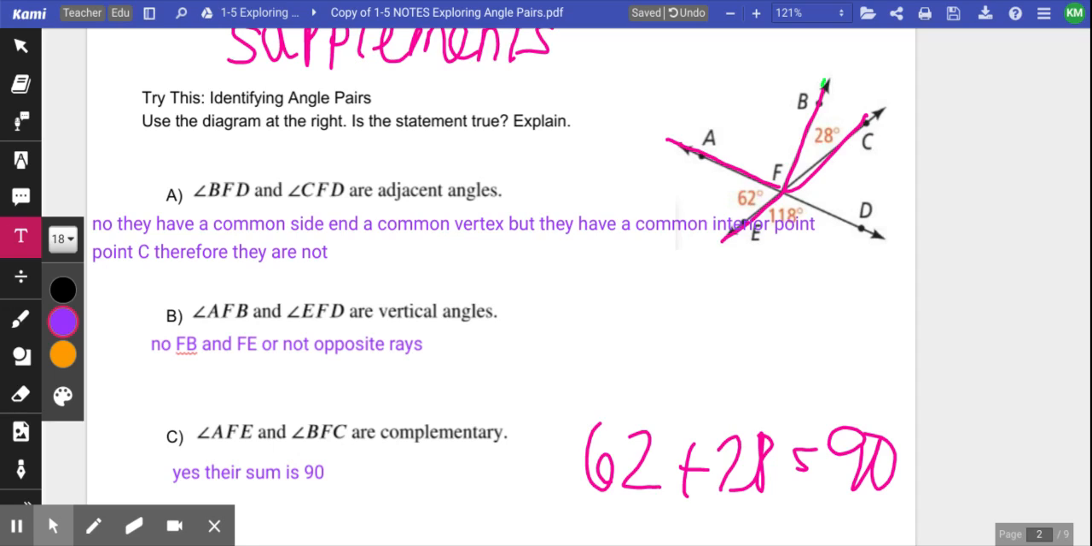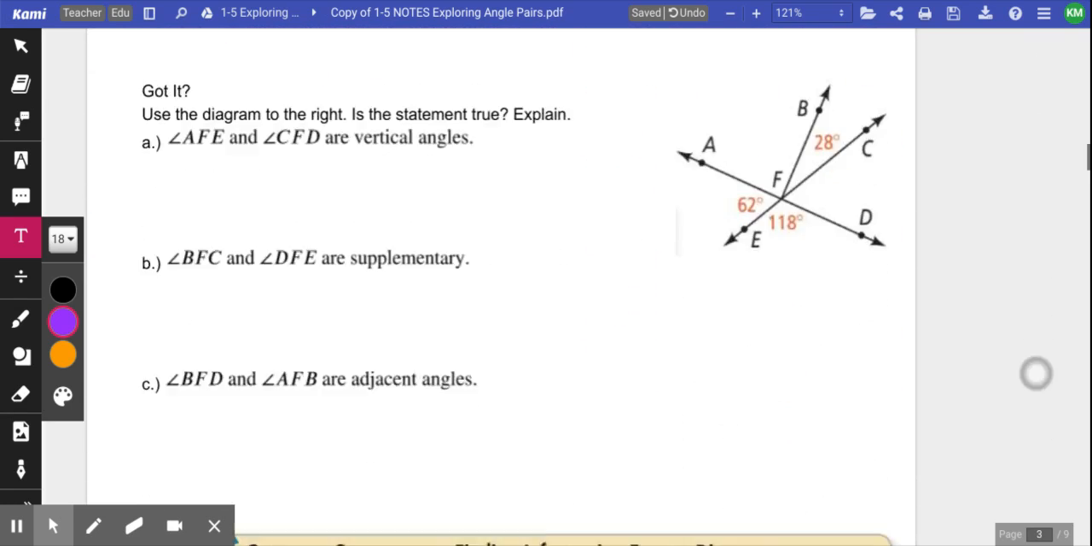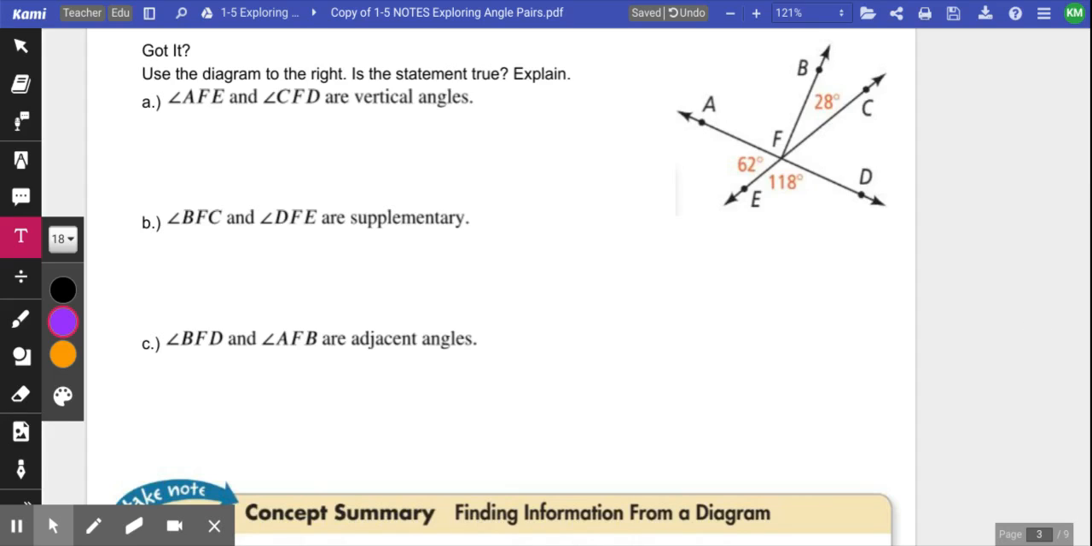So let's go on now. And you guys should pause and try these out. And then I will go over them. So at this point, like I just said, you should kind of pause and try them. I'm going to go over the answers right now, though.